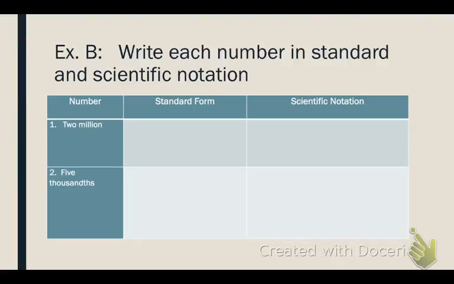So in the next example, it says write each number in standard and scientific notation. So 2 million, think about how many zeros do you need for 2 million? Here's 2 million. So changing this to scientific notation, what I do is I take the non-zero part of the number, the 2, and I think about, well, where would I put that decimal point, and then count how many place values to get it back to where it was. So that would be 1, 2, 3, 4, 5, 6. So times 10 to the 6th power.